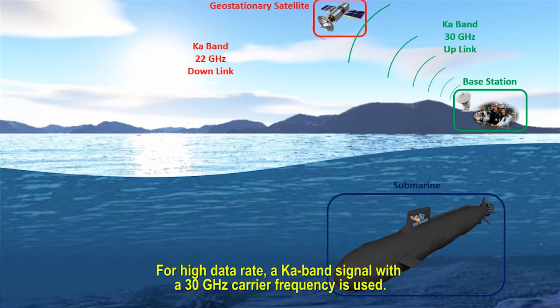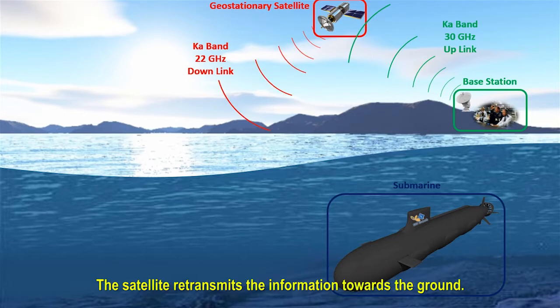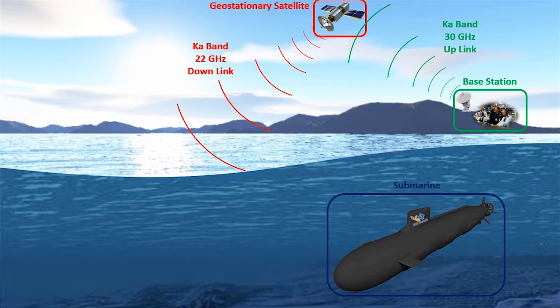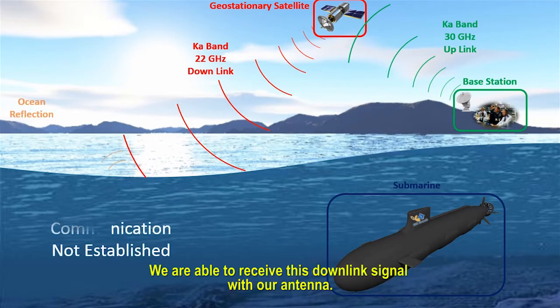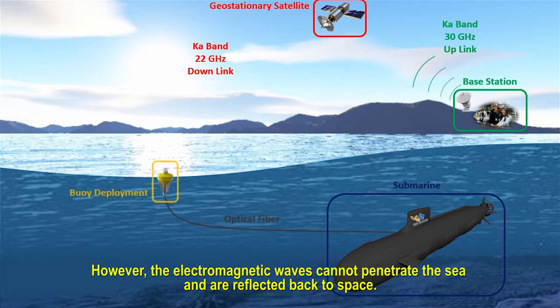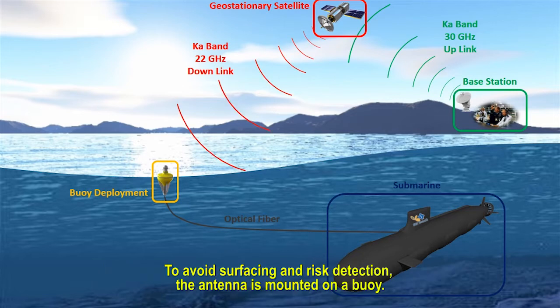For a high data rate, a Ka band signal with a 30 GHz carrier frequency is used. The satellite retransmits the information towards the ground. This is called the downlink, and another carrier frequency at 22 GHz is used. We are able to receive this downlink signal with our antenna. However, the electromagnetic waves cannot penetrate the sea and are reflected back to space. To avoid surfacing and risk detection, the antenna is mounted on a buoy.